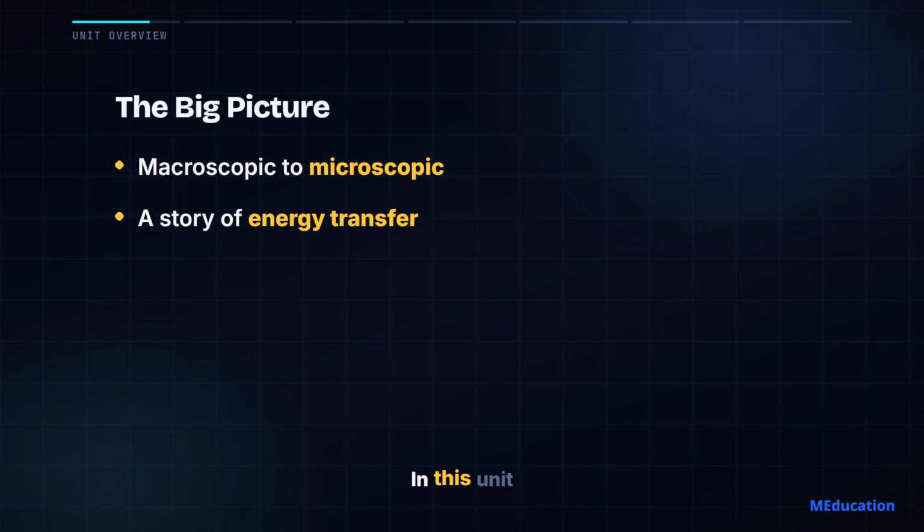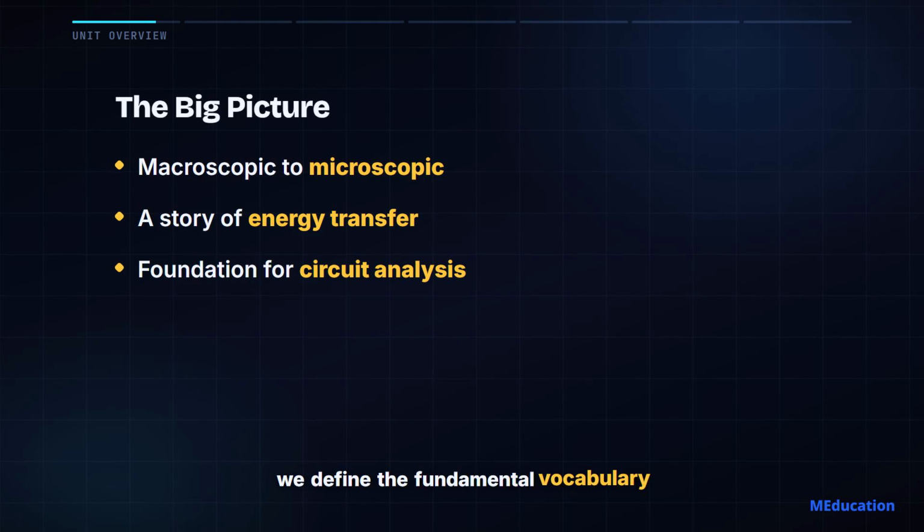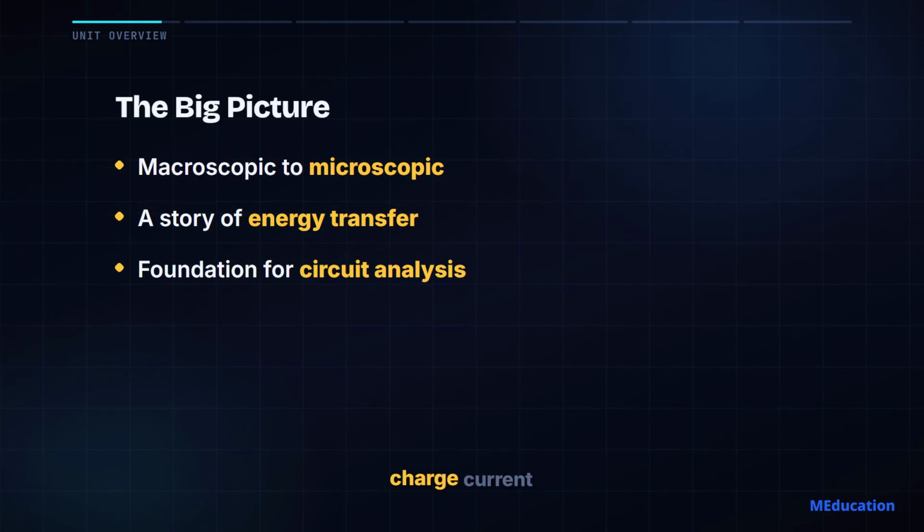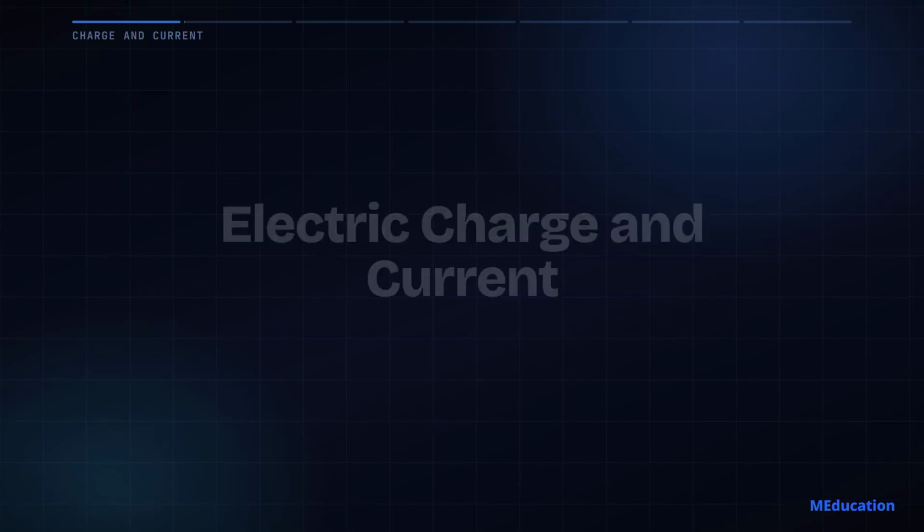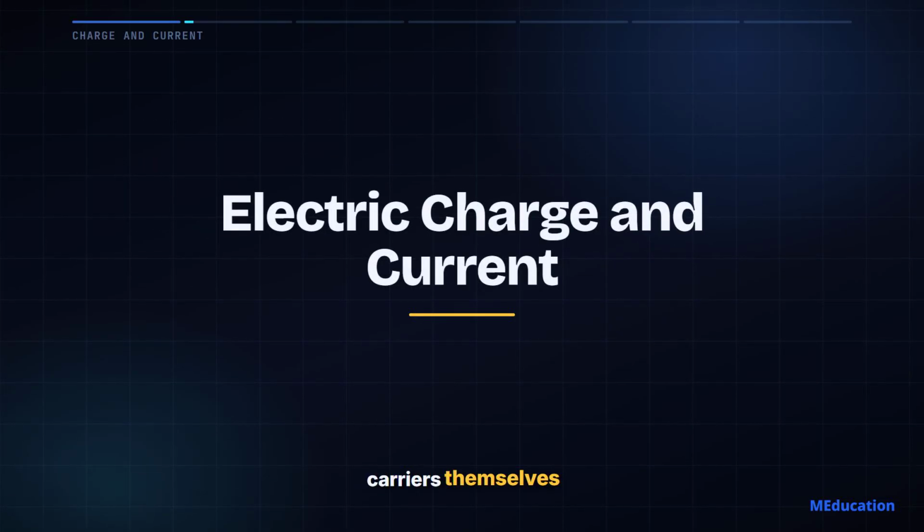In this unit, we define the fundamental vocabulary of electricity: charge, current, voltage, resistance, and power. We will build a chain of logic step by step. We begin with the charge carriers themselves.